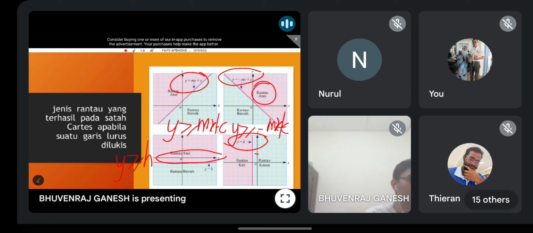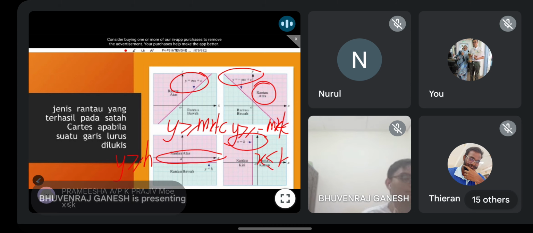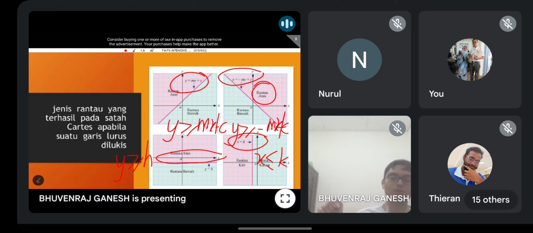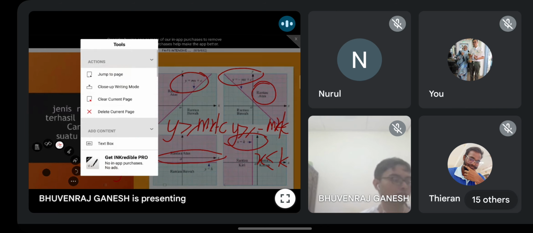Yeah, correct. Less than or equal to k. Okay, good. So this is the way. If they use a dotted line, guys, you don't need to write the equal to sign. You don't need to write the equal to sign if it's a dotted line. That's the only difference. Other than that, nothing else.